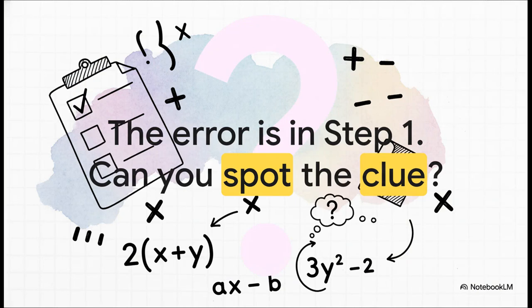Take a really close look at step 1. Use that checklist we just talked about. Ask yourself, did they distribute correctly? What do you see? I promise, the clue is hiding in plain sight in that first line.